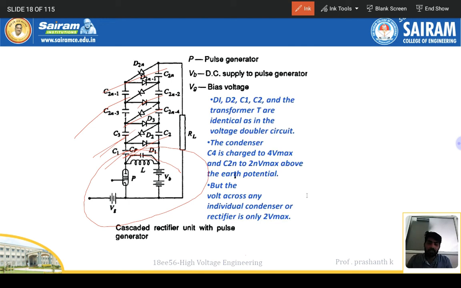This is the cascade rectifier unit with the pulse generator. P is the pulse generator, VB is the DC supply to the pulse generator, which is the bias voltage, and D1, D2, C1, C2 and the transformer T are identical to the voltage doubler circuit. The condenser C4 is charged to 4 V max, and C2n to 2n V max, above the earth potential, but the voltage across any individual condenser or rectifier is only 2 V max, right?